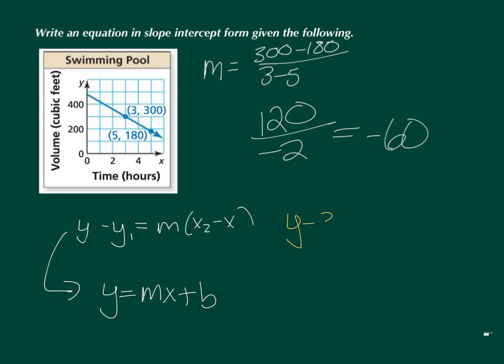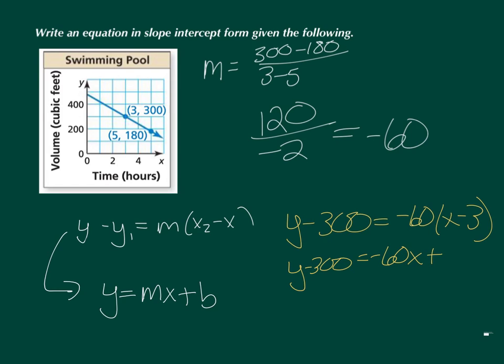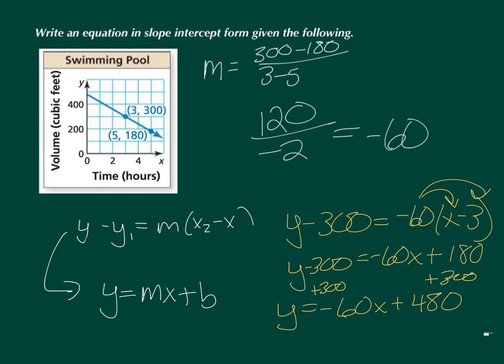We'll say y minus 300 equals, the slope is negative 60, times x minus 3. Now, like I said, we have a little bit of cleaning up to do before we can make it look like slope-intercept form. So first we distribute: y minus 300 equals negative 60x plus 180 when we multiply that through. Then I'm going to add the 300 to both sides. So now we can get our slope-intercept form answer: y equals negative 60x plus 480. And this is my final answer here.